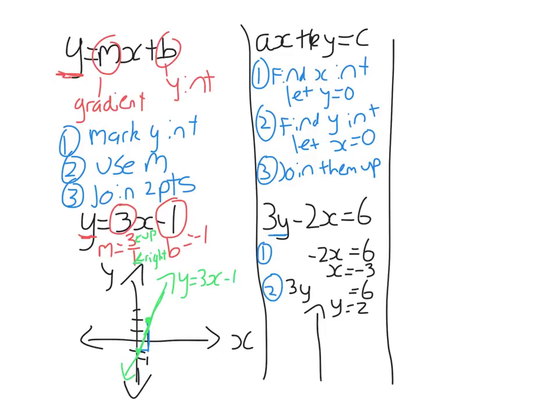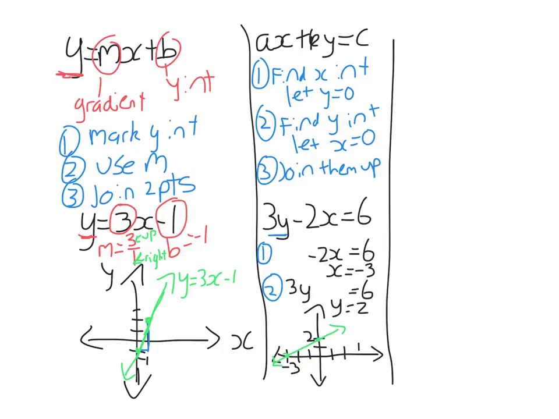So I can go to my Cartesian plane. I plot the y-intercept at 2. I plot my x-intercept at minus 3. Put dots there. And then I just join them up. And again, I need arrows. Okay, I should label the line too. So that's how you graph using the xy intercept method.